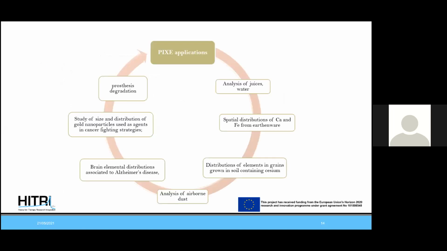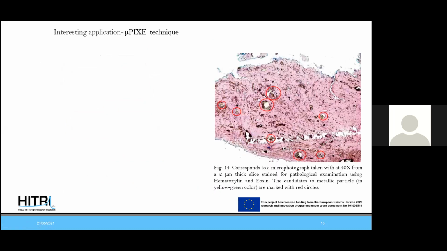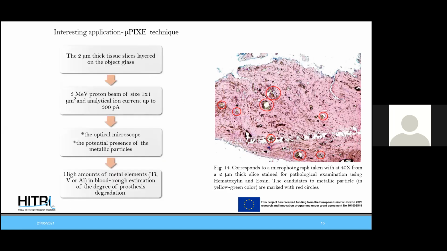And here I put just some applications of this method, and there is more you can read later if you want. I just want to mention this one and the second one. This one is prosthesis degradation. So here the blood of a human is analyzed to get information about concentrations of metal particles that are inside of human blood as a result of this prosthesis degradation.